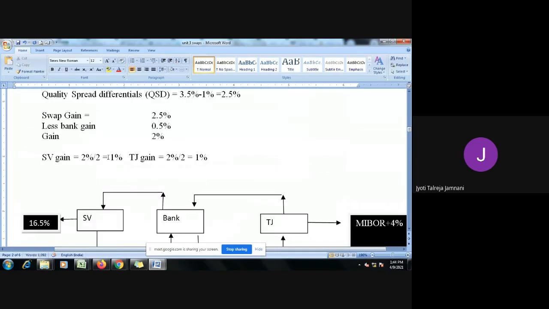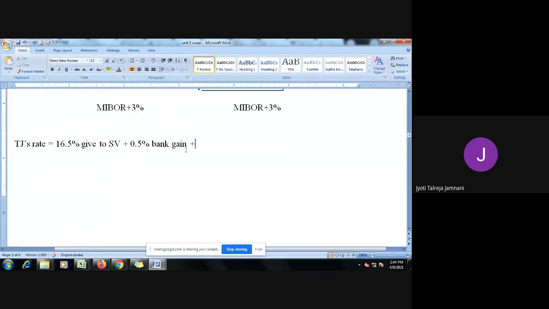So how much is SV's gain? 1%. Both are equally dividing and taking. So this 1% also TJ has to give. So 1% it will give as SV's gain. So total how much it is giving, just see, 16.5% plus 0.5, 17, plus 1%, 18%. So this is what you have to calculate.